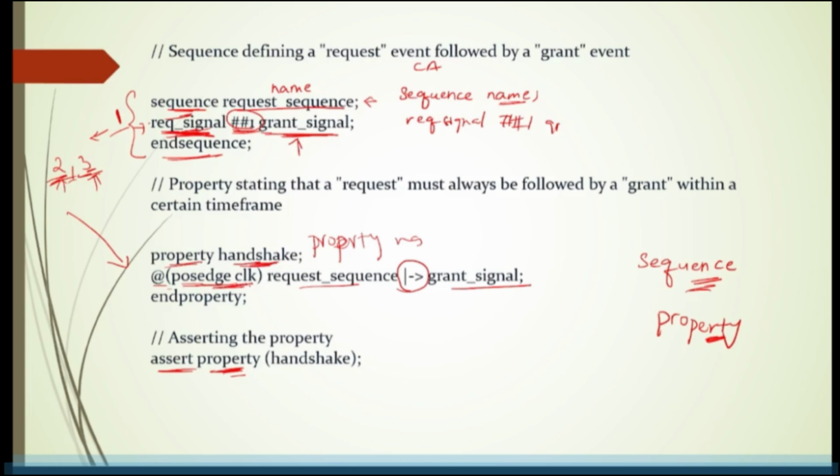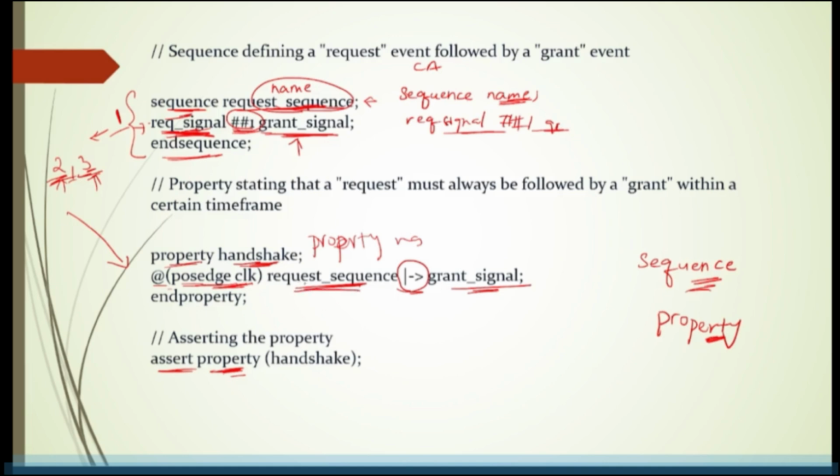Now for every passage of clock, this is my sequence, request sequence, which should be followed by the grant signal. Similarly, for example, if you have two sequences, this is my first sequence, request sequence. Similarly, I can have another sequence like request name. I am having another condition here. Right now, what happens?